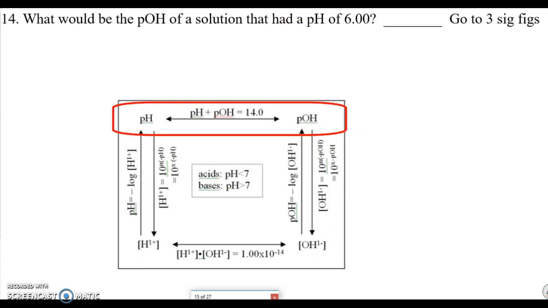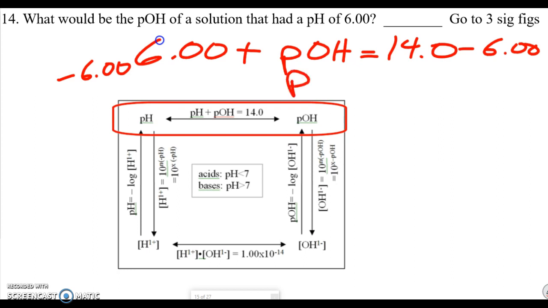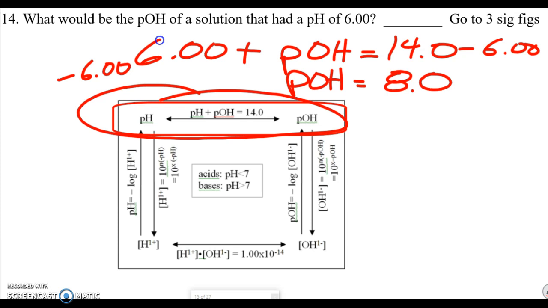So what would be the pOH of a solution if the pH was 6? Well, pH is 6 plus a pOH, and that equals 14.0. If I want to find the pOH, I subtract 6 from this side, subtract 6 from this side, and I get my pOH equal to 8.0. So I'm just using this equation up on top.